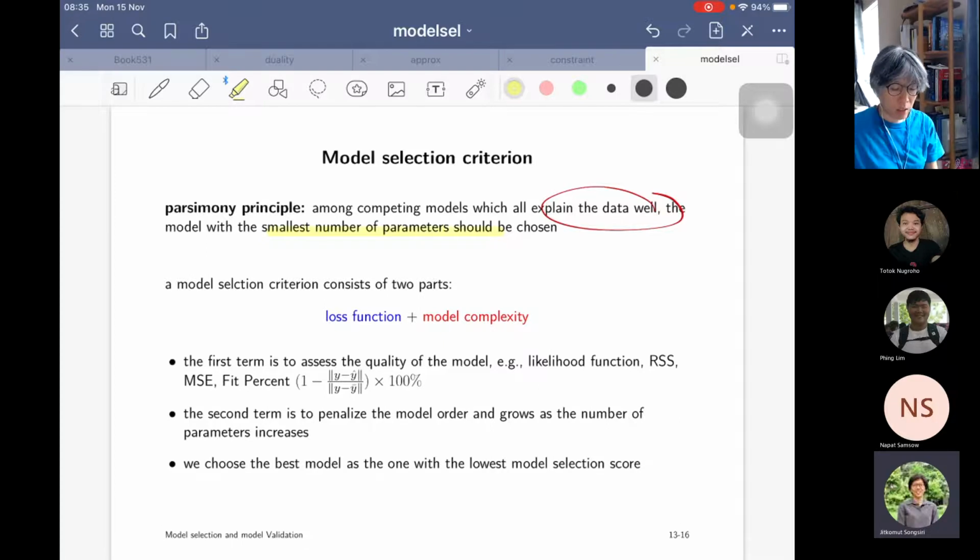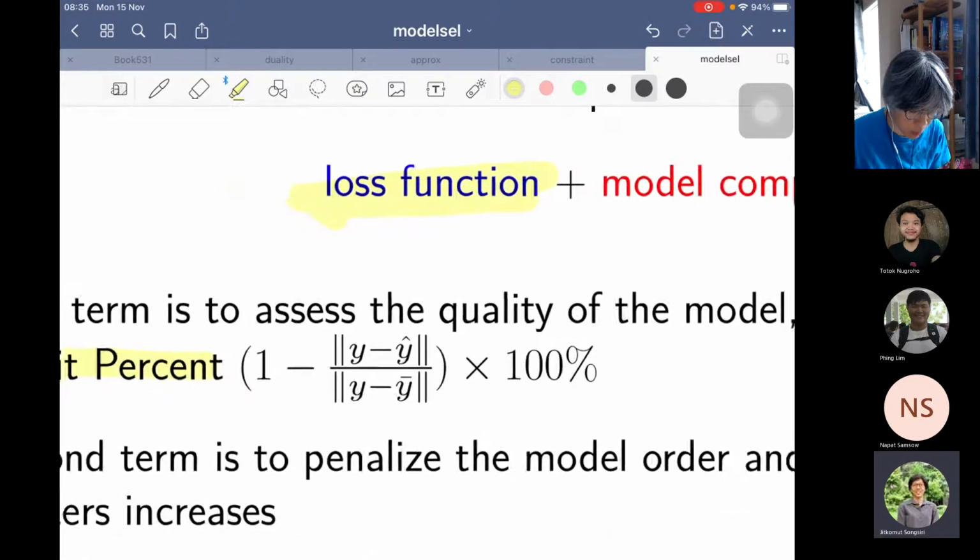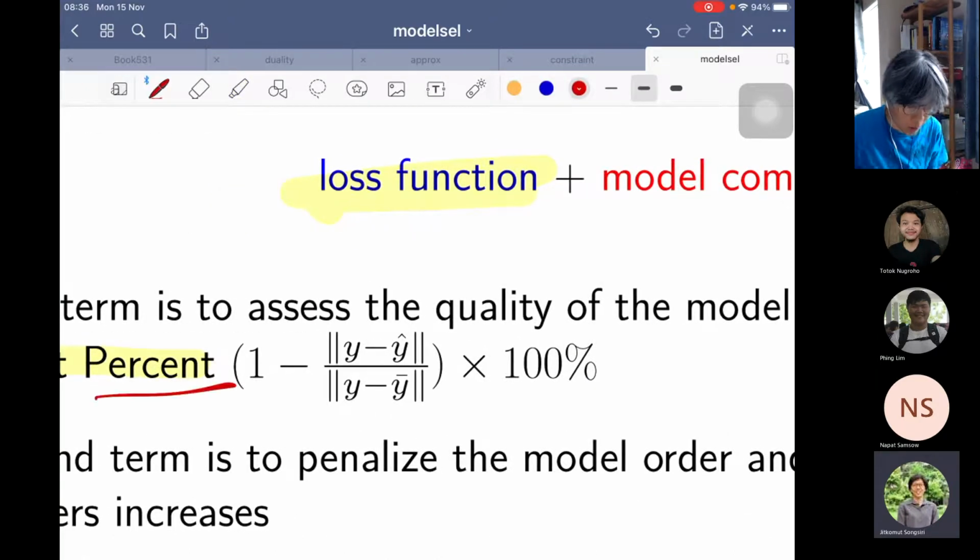So the model selection criterion typically contains two parts that emphasize the two concepts. The first part is the loss function that indicates the model quality. The loss function can have examples of likelihood function, residual sum of squares, MSE, they are the same, or the fit percent. I pick this indicator because it's in the system identification toolbox.